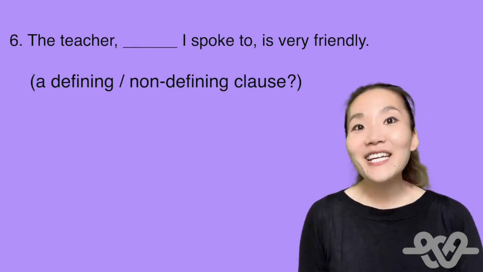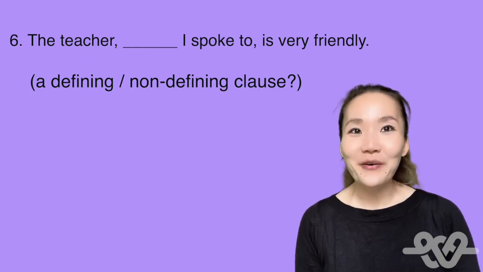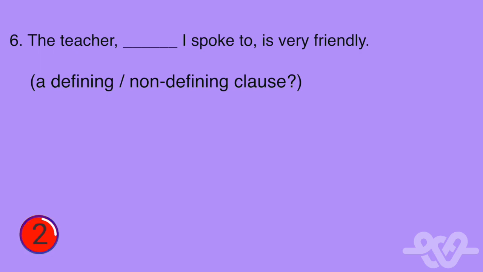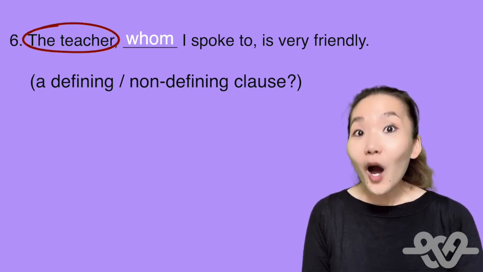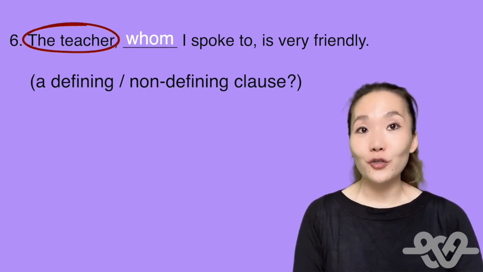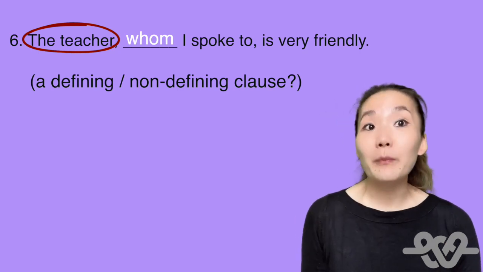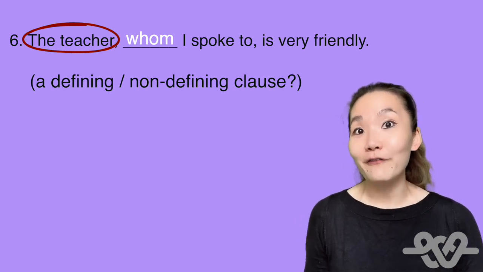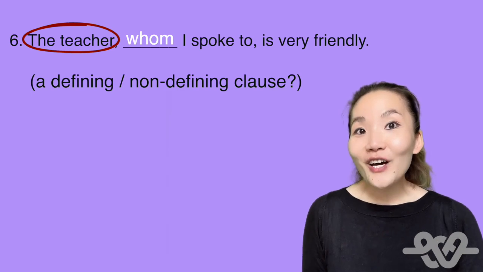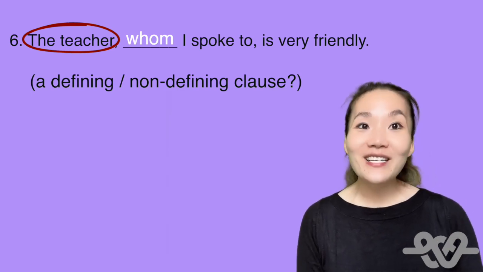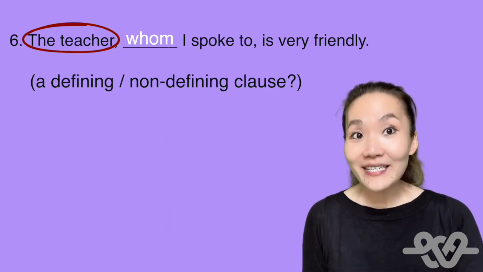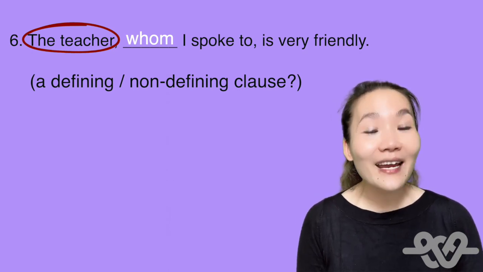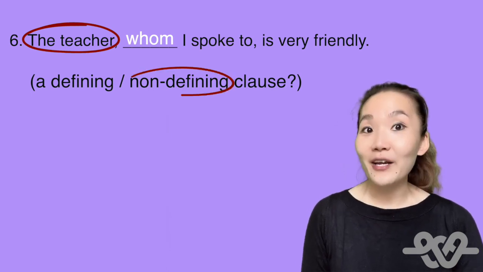Number 6, the teacher I spoke to, it's very friendly. The answer for this one should be whom, because the teacher is the object of the verb spoke to. We use whom to refer to people as the object of a verb or preposition. The relative clause whom I spoke to gives us some extra information about the teacher, but it's not necessary to know that detail in order to understand their friendly nature. So this is a non-defining relative clause.